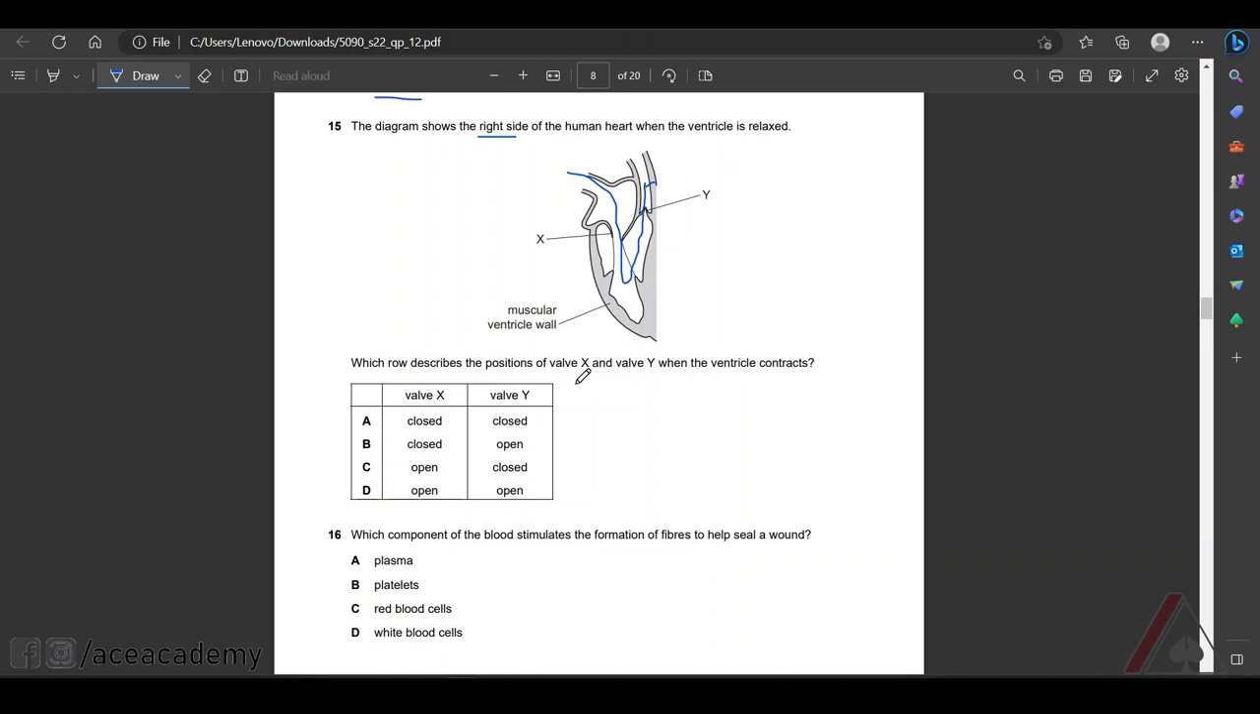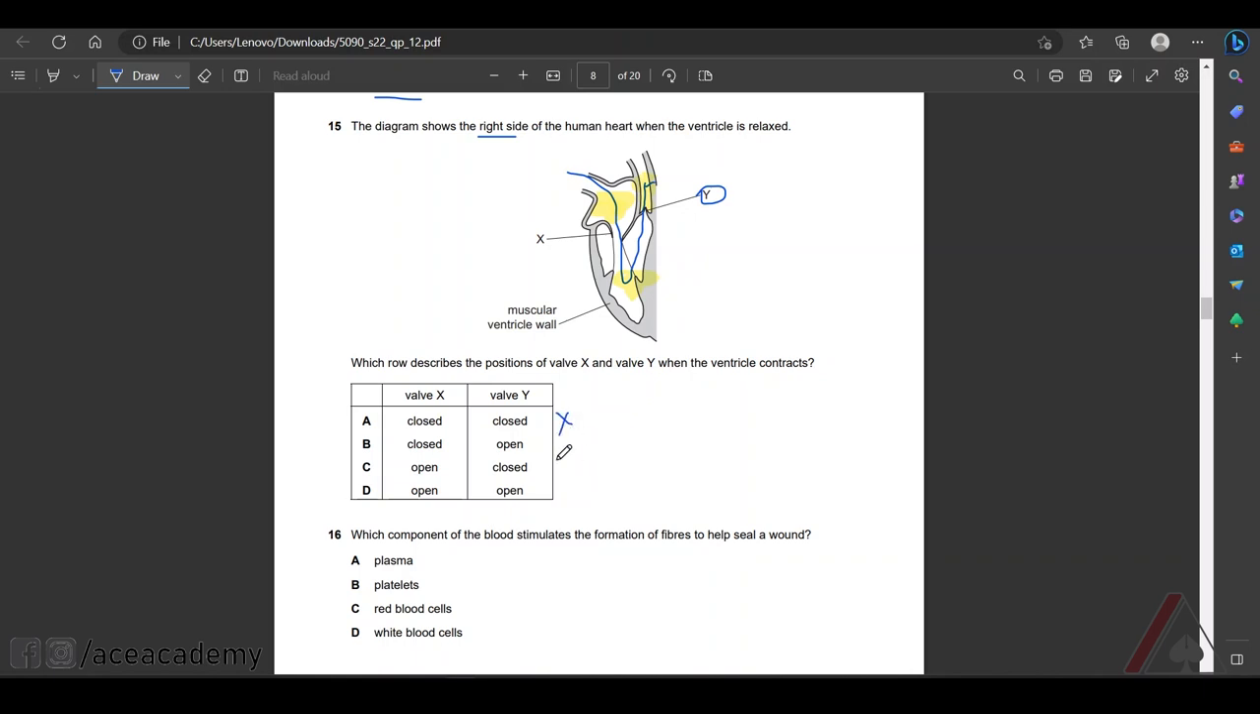So, which row describes the position of valve X and valve Y? When the ventricle contracts, blood moves from this region to the pulmonary artery over here. So this valve Y should remain open. And to prevent backflow into the atrium, X should remain closed. So Y should remain open.